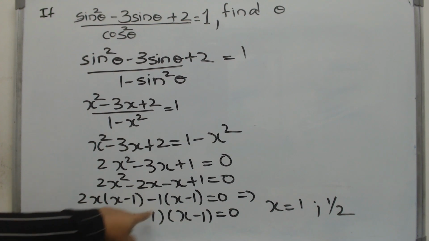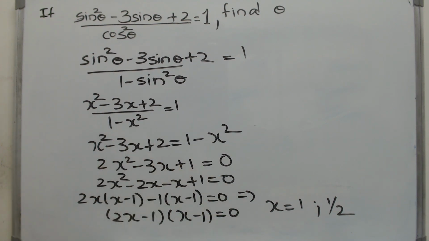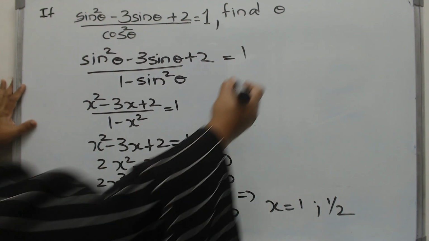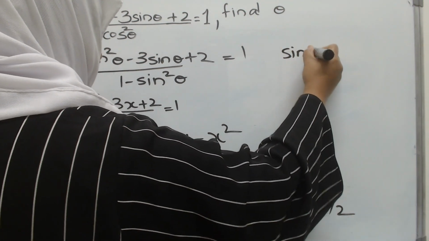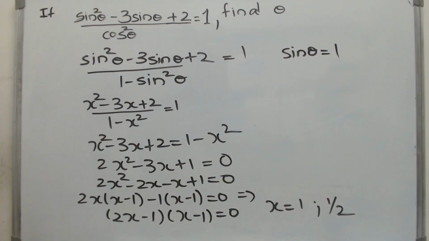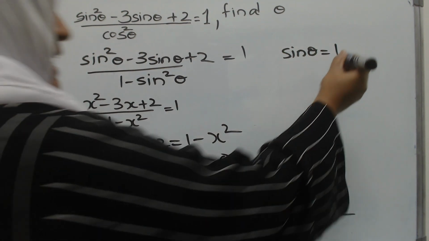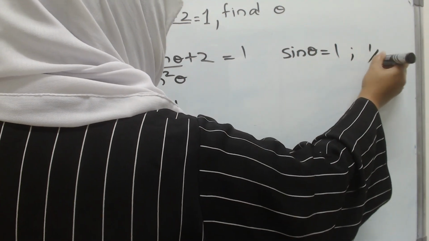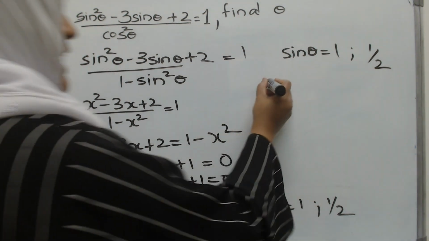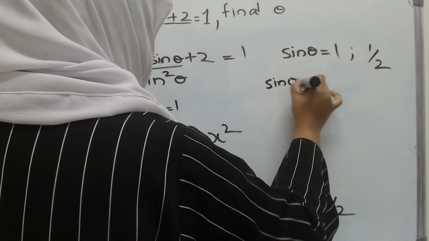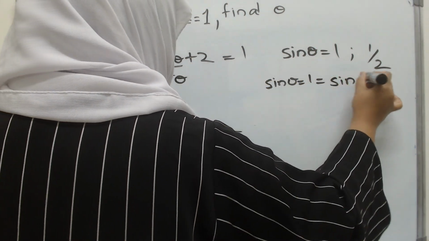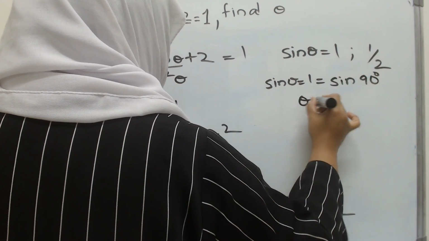You solve it and you see that x has two values. But what was x? X was your sine theta. So your sine theta can take two values. It can be 1 or it can be half. If sine theta is 1, what does that mean? It means theta is equal to 90 degrees.